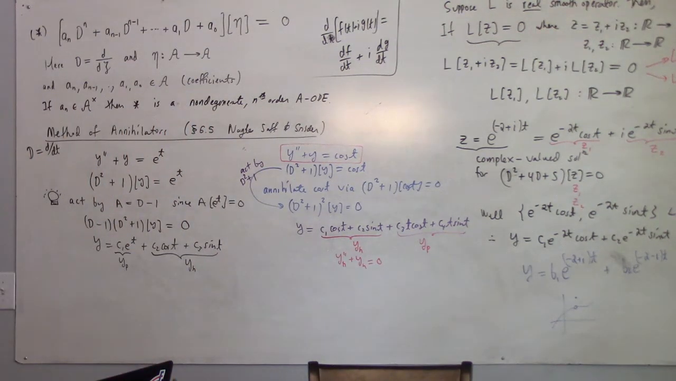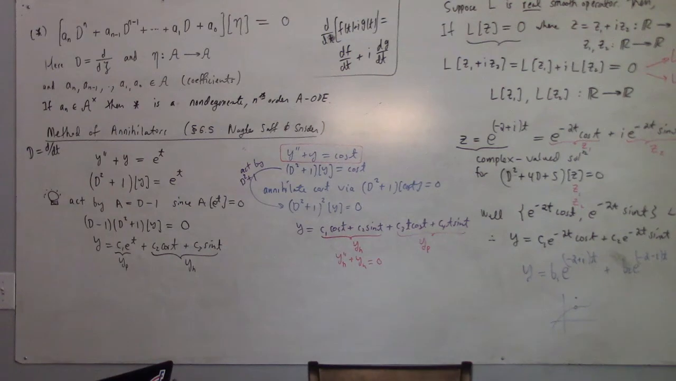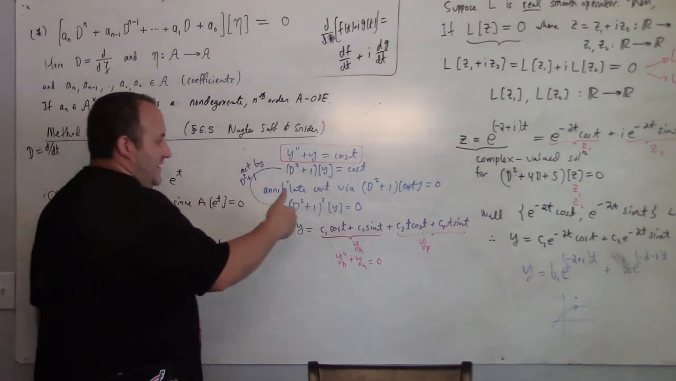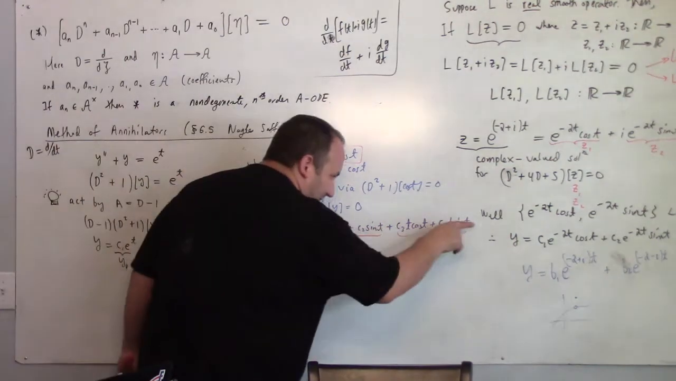And that is the correct form for yp here. See, if you make yp just a cosine t plus b sine t, as you might naively suppose from the forcing term being cosine t, it doesn't work, because the homogeneous solution and the particular solution overlap in this case. So the method of annihilators automatically knows to put the t here, which is what we need.